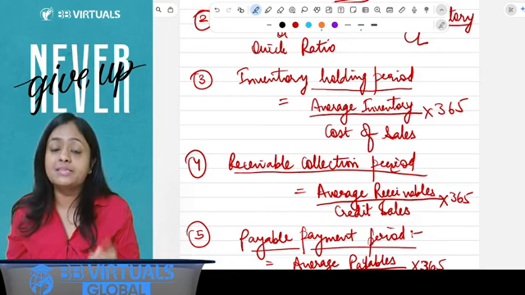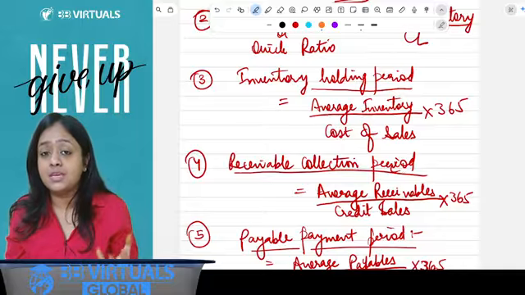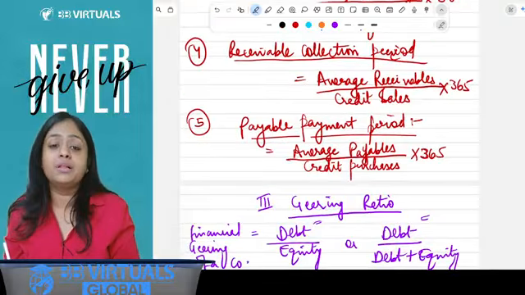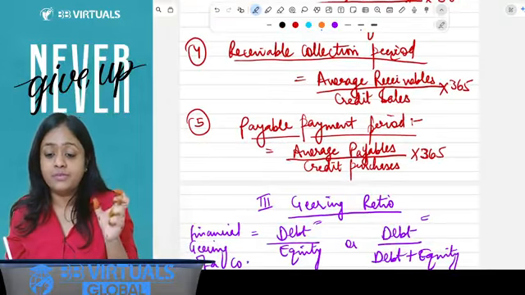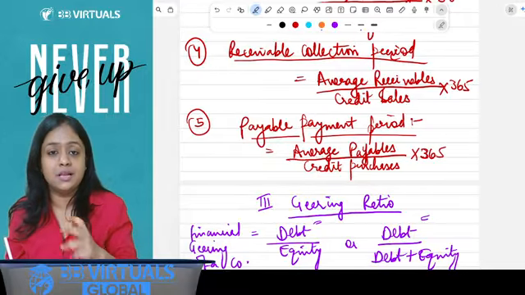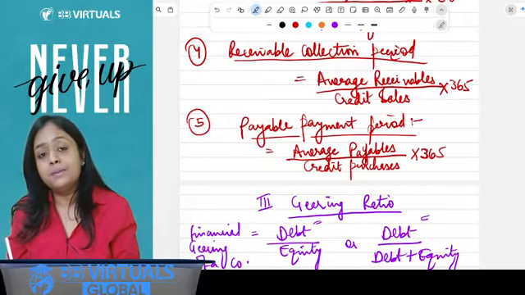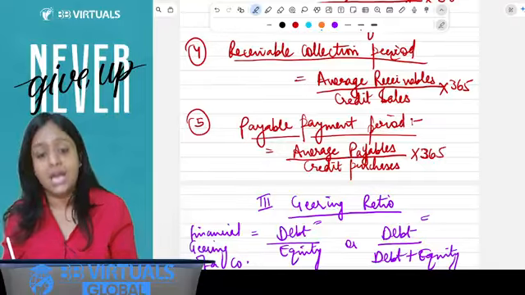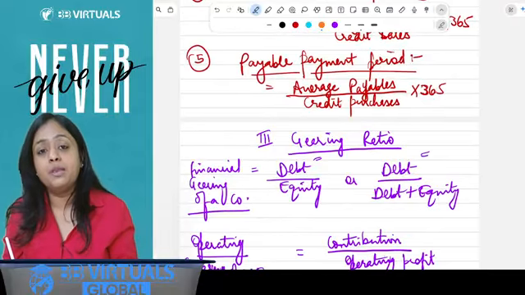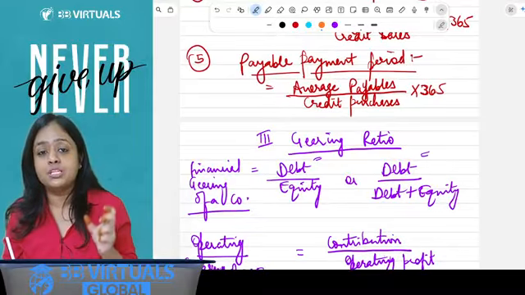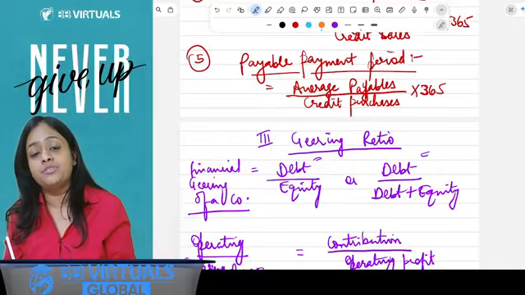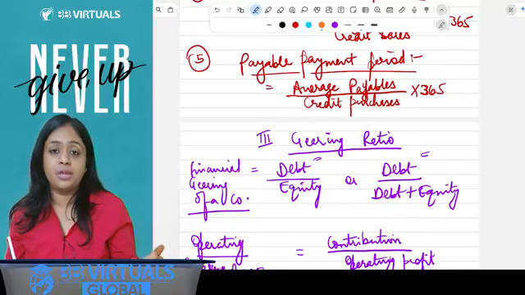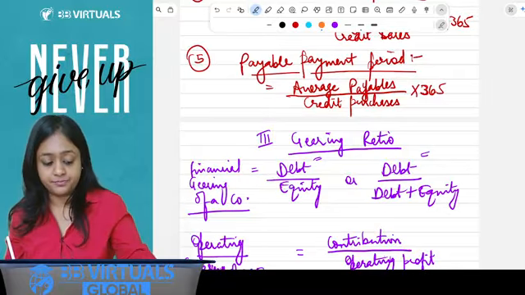That simply depicts how many days it takes for the inventory to be converted into sales. Receivable collection period, average receivables divided by credit sales multiplied by 365. It simply says how many days it takes for your receivables to be converted into cash. Payables payment period covers average payables by credit purchases multiplied by 365. So it simply says again how many days it takes for your payables to be paid in cash.